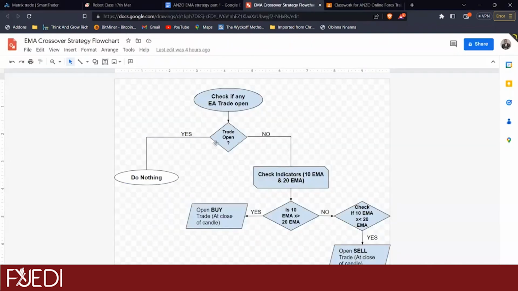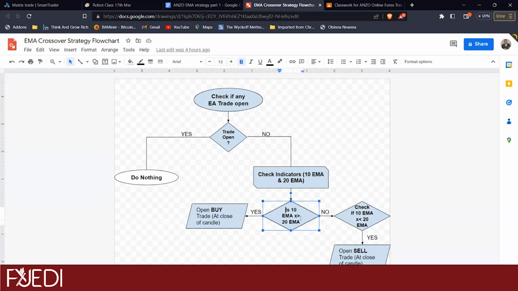If there are open trades, if the answer is yes, it will do nothing. But if the answer is no, then it will check the 10 period moving average and the 20 period moving average. It will ask: is the 10 period moving average crossing above the 20 period moving average?